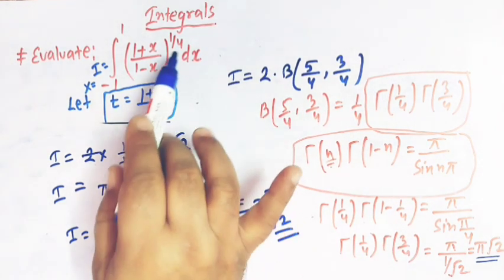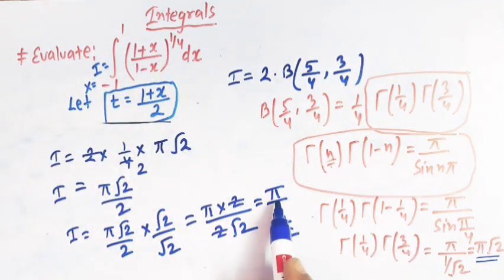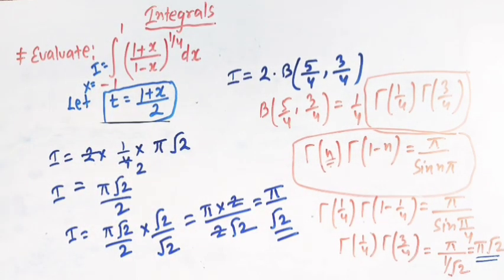So viewers, the value of this integral is equal to pi over square root of 2. So this is how we can solve these kind of integrals by making use of all these important results from beta gamma functions.